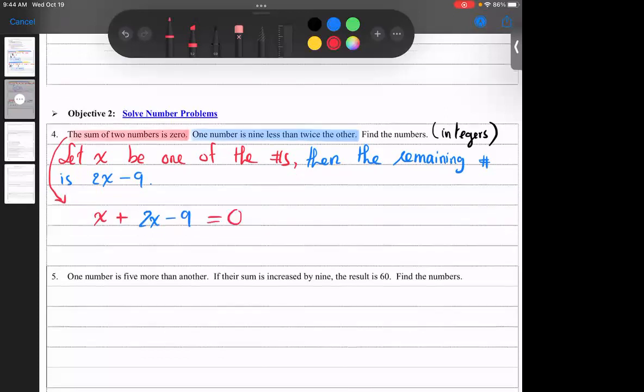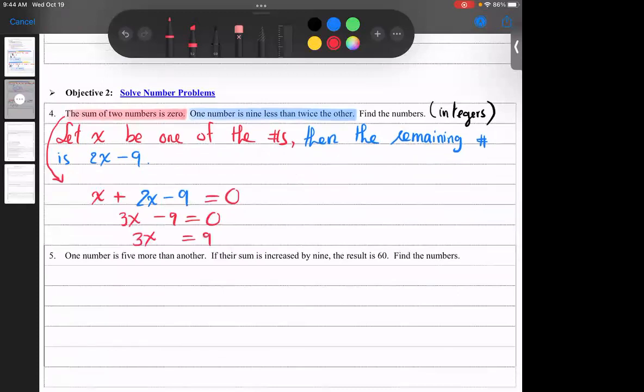And then you solve for x. x plus 2x is 3x minus 9 equals 0. Add 9 to both sides: 3x equals 9. Divide both sides by 3, x equals 3. And then the other number will be 2 times 3 minus 9, which is negative 3. Makes sense, right? 3 plus negative 3 is 0.